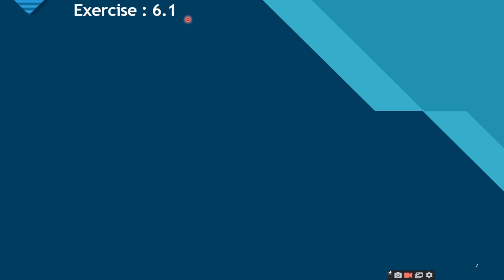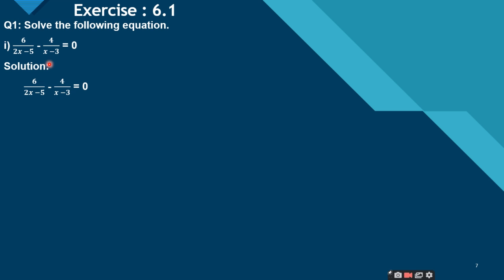Now let's solve exercise 6.1. Question number 1. Solve the following equation. The first question is 6 upon 2x minus 5 minus 4 upon x minus 3 is equal to 0. We have the equation and we have to solve it. First we write the question as it is.